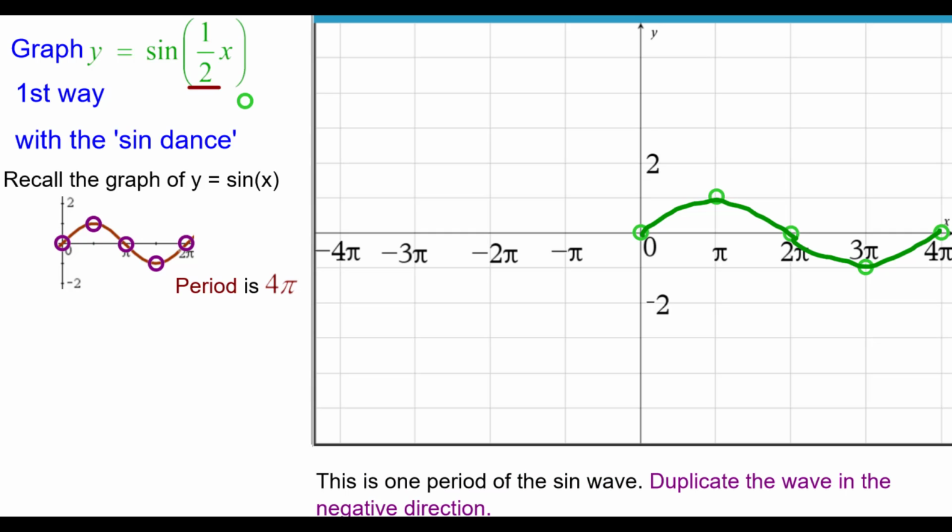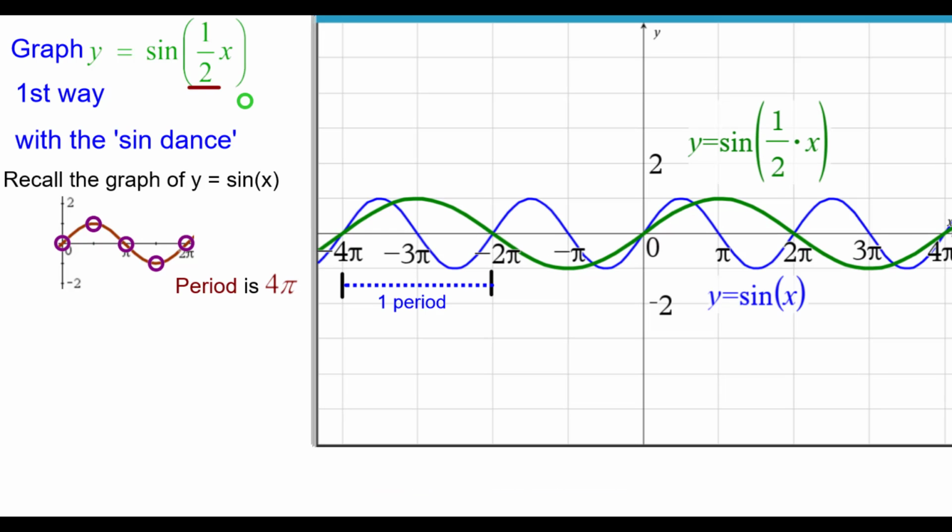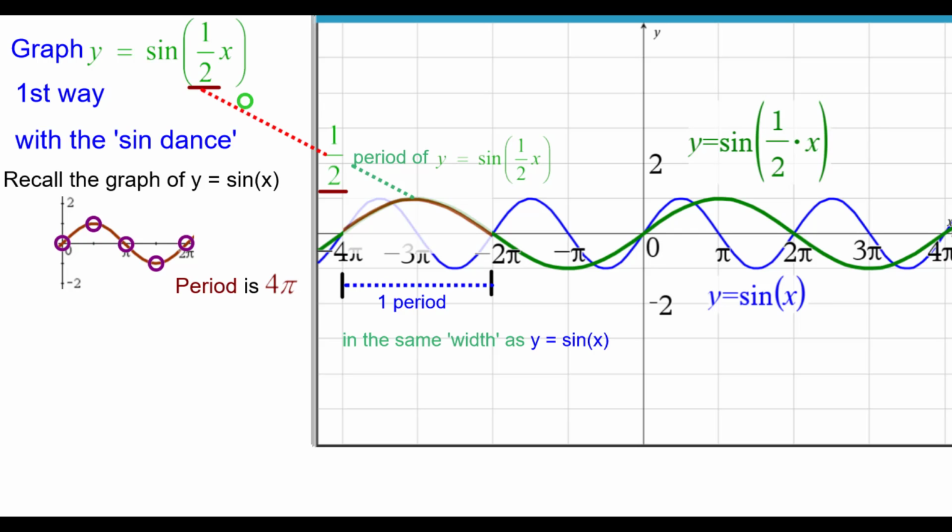Let's duplicate the wave in the negative direction by going back a full period from each of the key points, in fact all the points. And connect those points, a sine wave, a frown, and then a smile. Comparing that to the parent function, we can see this is one period of the blue parent function right here. Half of the period of sine of 1/2 x is in the same width as y equals the parent function sine of x. There's that 1/2. Pause as needed.